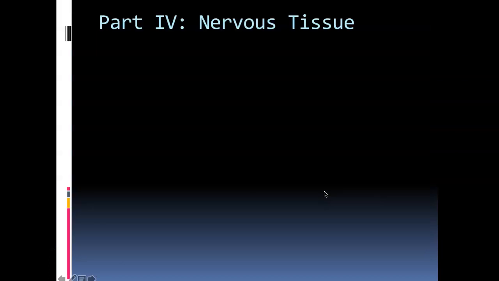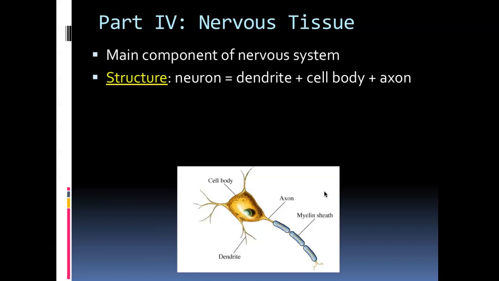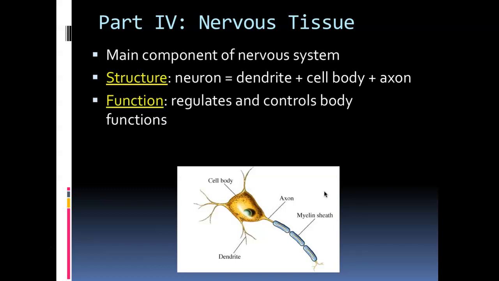All right, moving on to the fourth type of tissue, called nervous tissue. It is the main component of the nervous system, and the structure is going to be a neuron. Right here is shown a neuron. This is the cell of the nervous system. It has a cell body, these little branches coming out, and this long tail. The function of the nervous tissue is to regulate and control all body functions.